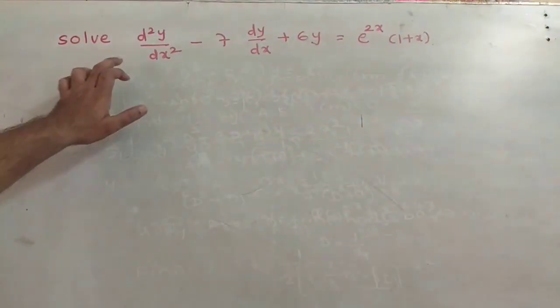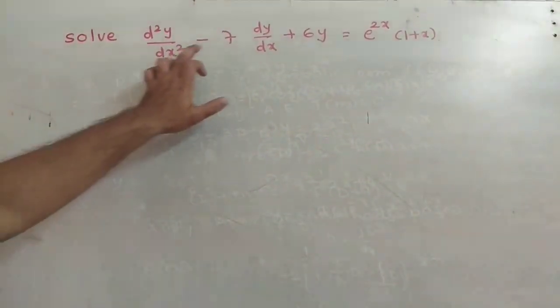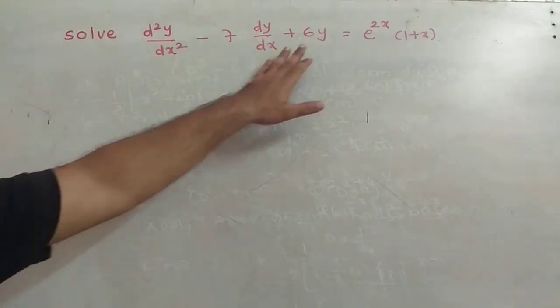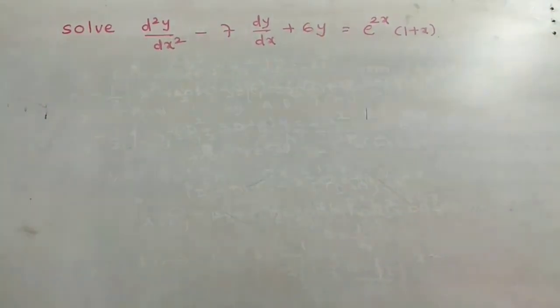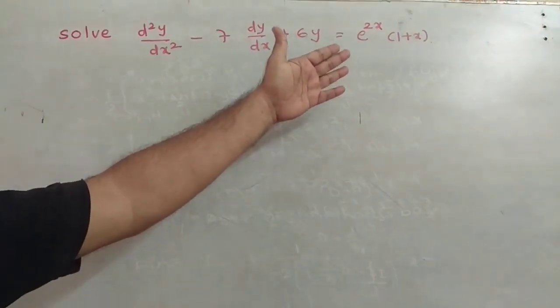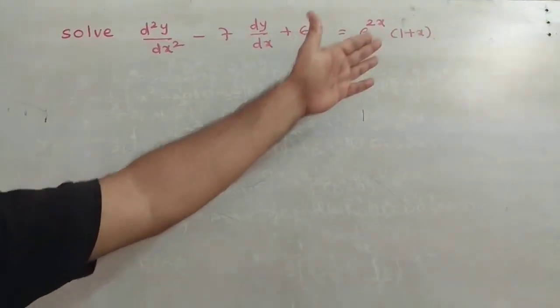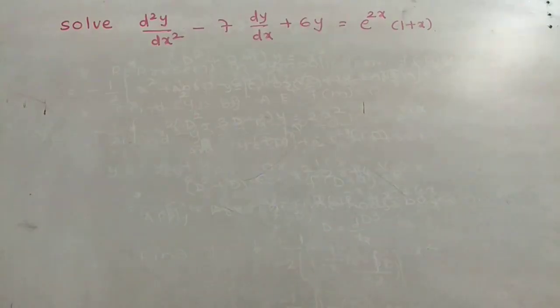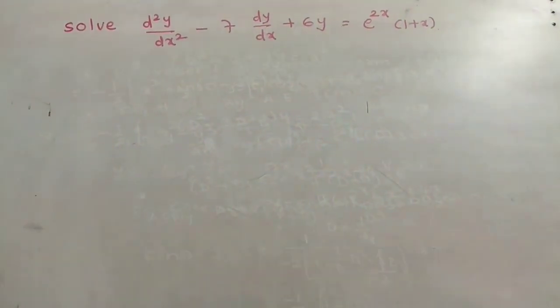Now let us have a problem. D square y by dx square minus 7 dy by dx plus 6y equal to e power 2x into 1 plus x. Look at the right side. It is looking like e power ax into some v type. So based on that, now I am applying your method.